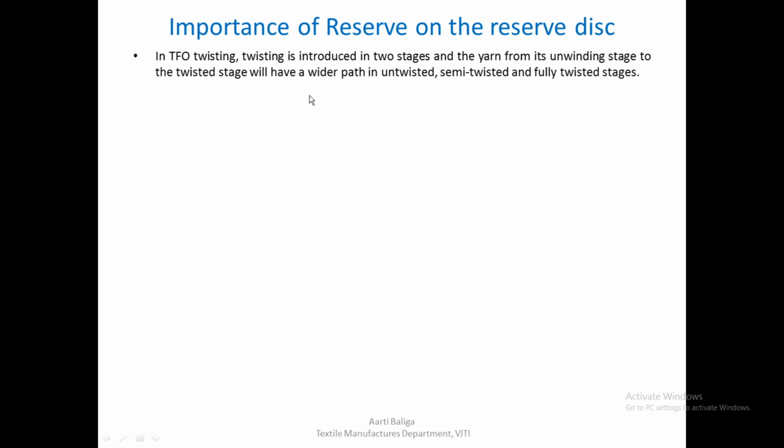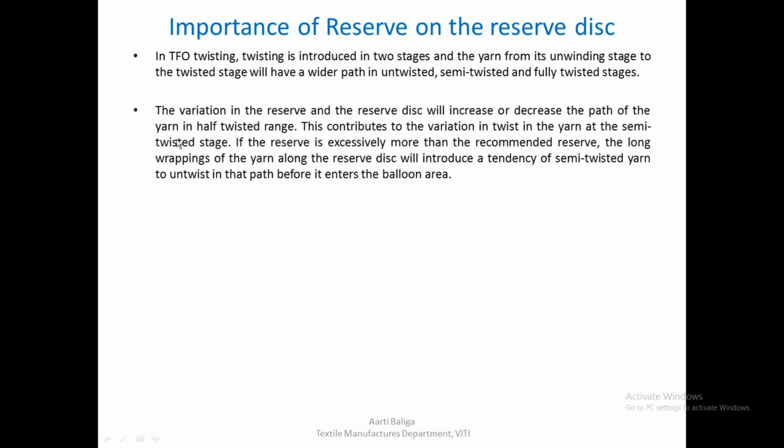So there are three states in which the yarn exists. That is untwisted, which is there on the package, then semi-twisted, which is there in the spindle, and as soon as it comes out from the bottom of the spindle till it is fully twisted. So there are three stages which the yarn goes through, and the path is longer.